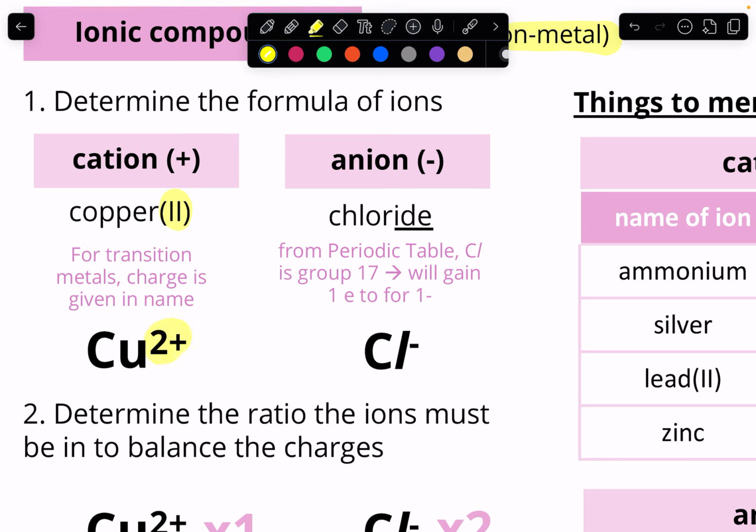For the anion, check what it ends with. If it ends with -ide, I can look for this particular element within the periodic table. So from the periodic table, I see that chlorine is in group 17 and has the electronic configuration 2,8,7. So once again, I know that I need to gain 1 electron to become 2,8,8. So it will have a charge of -1. Okay, gaining 1 negative electron makes it more negative, so it is -1.